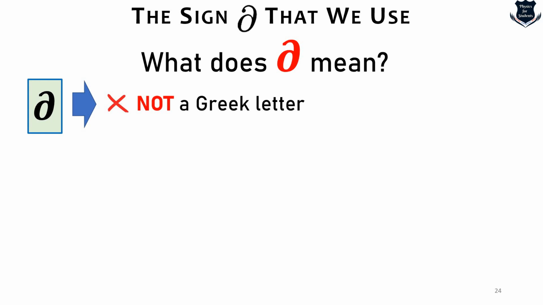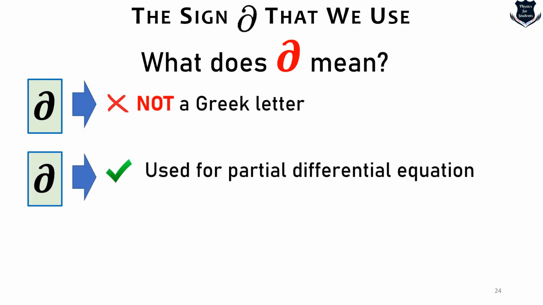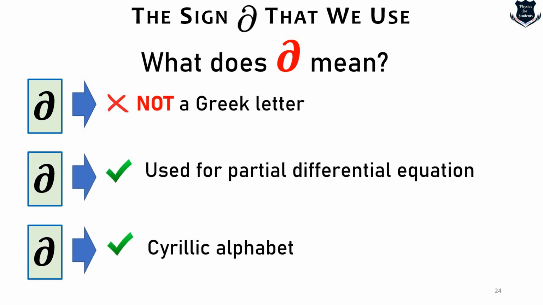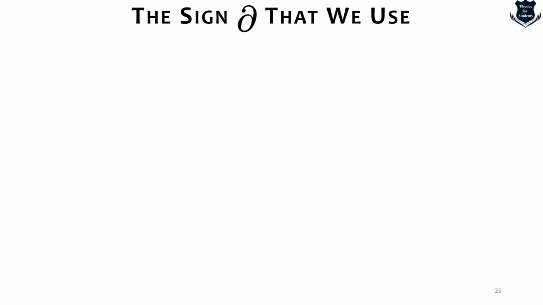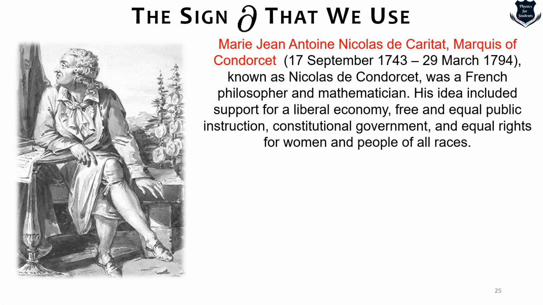Okay, so we understood that this is obviously not a Greek letter. It is used for partial differential equations and is a Cyrillic alphabet. Now you see the first usage of this curly D was by Marie Jean Antoine Nicolas de Caritat, known as Marquis de Condorcet. He was a French philosopher and mathematician. His ideas included support for a liberal economy.